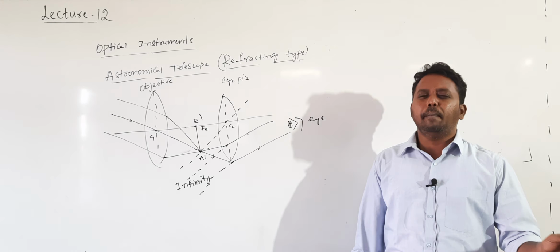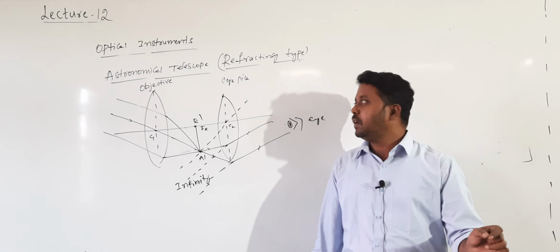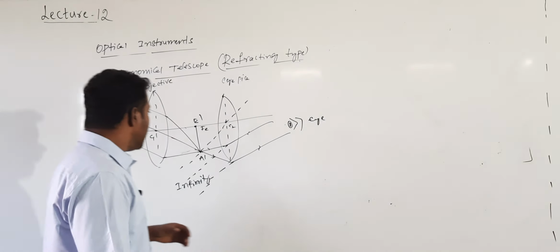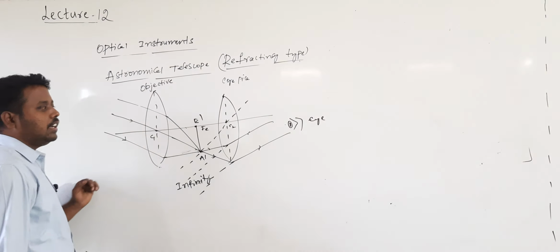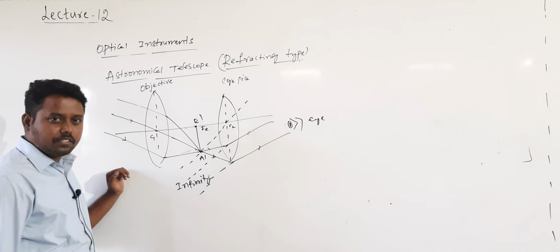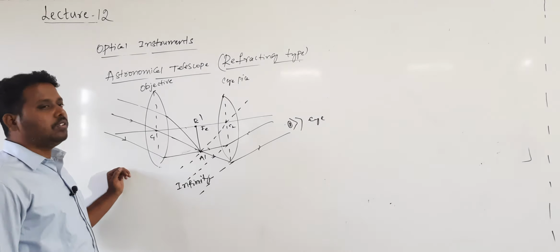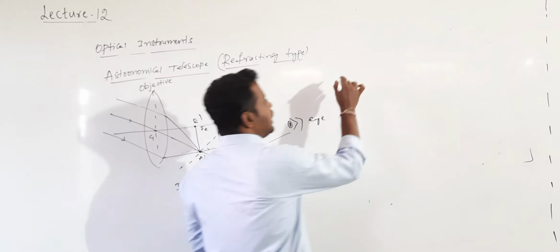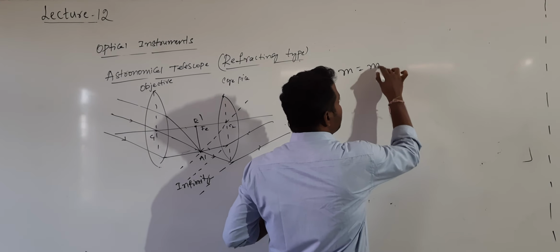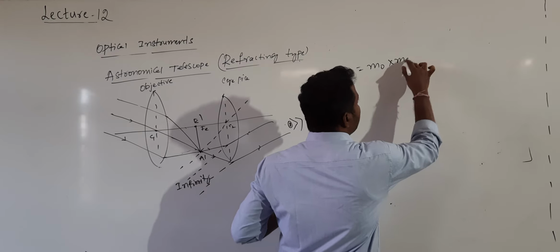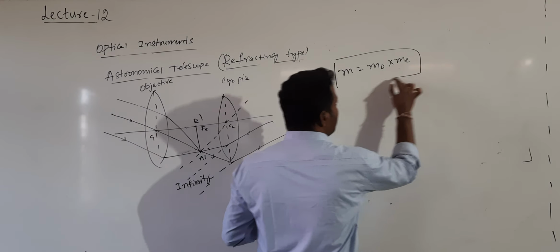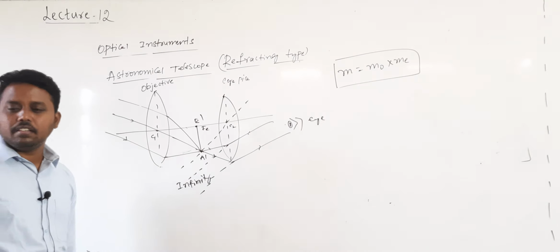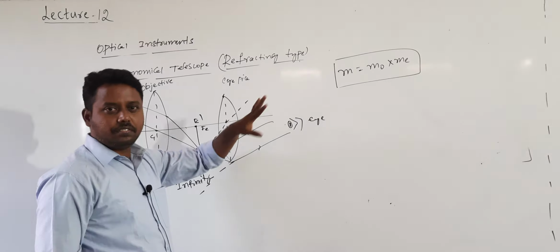Till now you go through, maximum 90% they have not given, but previously in one or two papers they asked to draw the ray diagram for a refracting type telescope. So this is the required ray diagram. And in this, similar to the compound microscope, I can also calculate the magnification. The total magnification is the product of the magnification due to the objective lens and the magnification due to the eyepiece. Both values we are able to calculate. By using that relation we can find the total magnification.